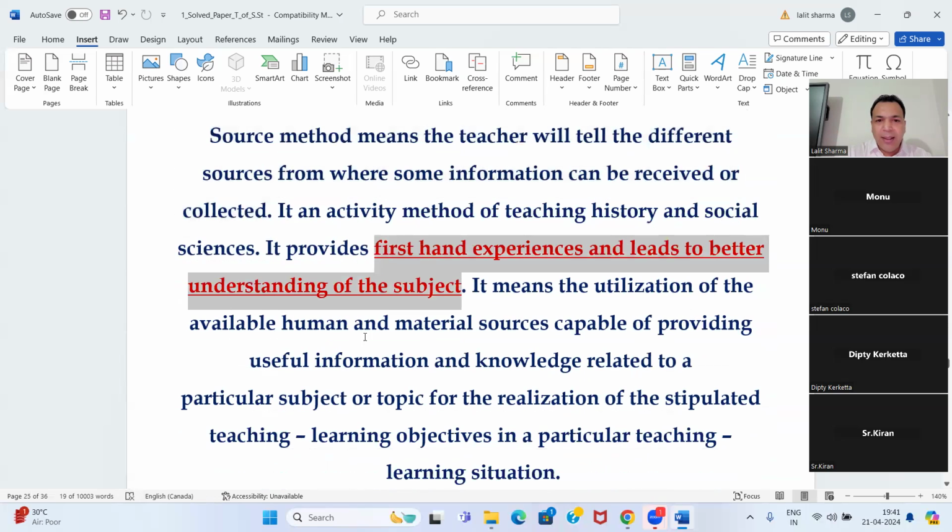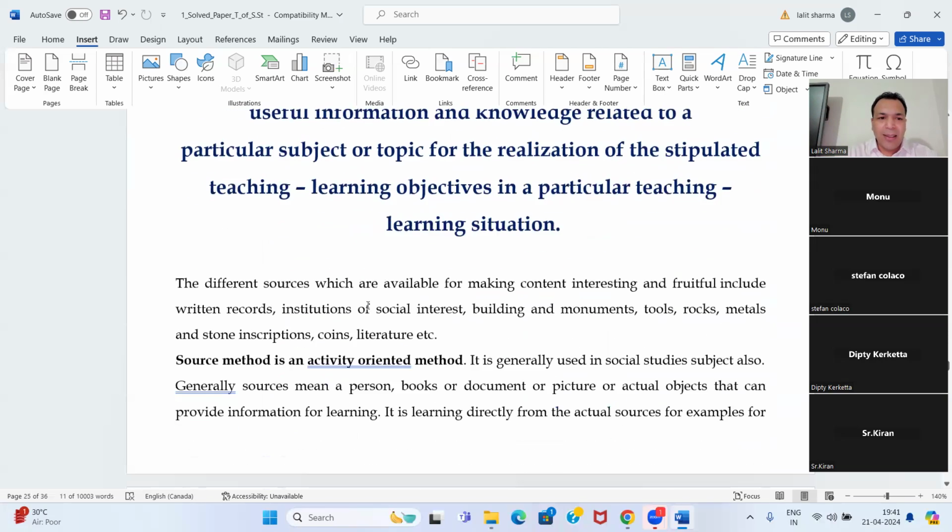Okay, right? So sometimes you should apply this method. Means instead of clearing the concept in a class theoretically, take all the students to that particular place. Okay, they will get the first-hand experience, right.